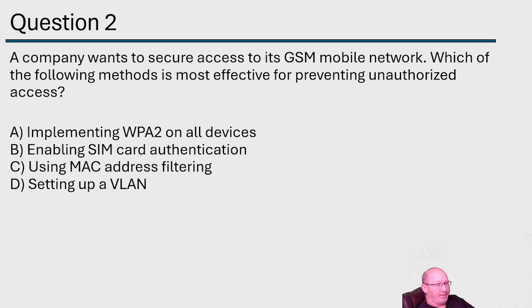I'll let you take a guess at this one. If you need more time, of course, pause the video. If you guessed B, enable SIM card authentication, you'd be 100% correct. So why? Because it ensures that only authorized users with a valid SIM card can access our network, and this is a key security function of GSM. B is going to be our correct answer on this one.